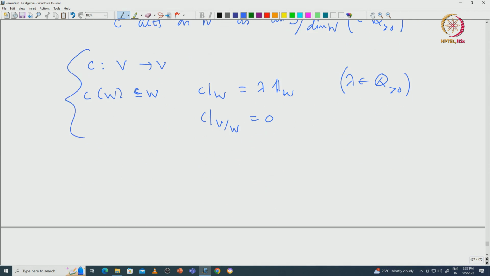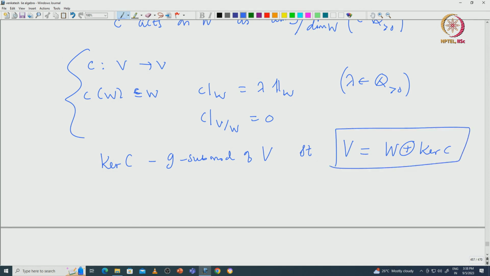So, now using this, as before, you can see that the kernel of C must be a G submodule of capital V such that V is equal to W direct sum the kernel of C. Okay. So, this will be the complementary submodule of W. Again the proof is very similar. For example, you can replace C by lambda inverse times C, then it goes back to the case that we considered already. So, this way we have established the complementary subspace very explicitly using the Casimir operator C.